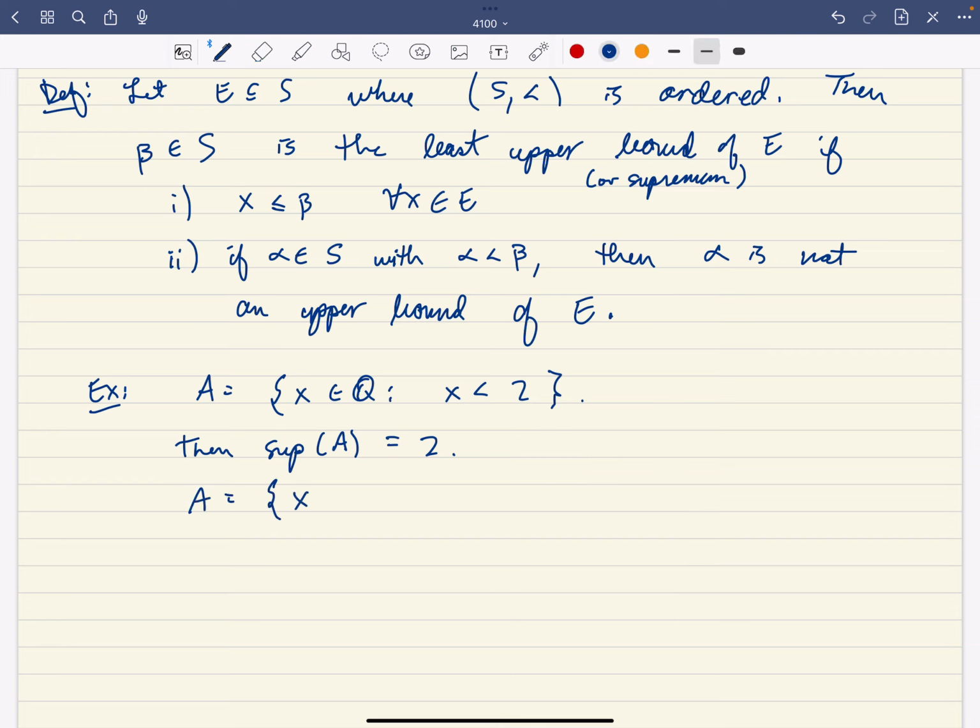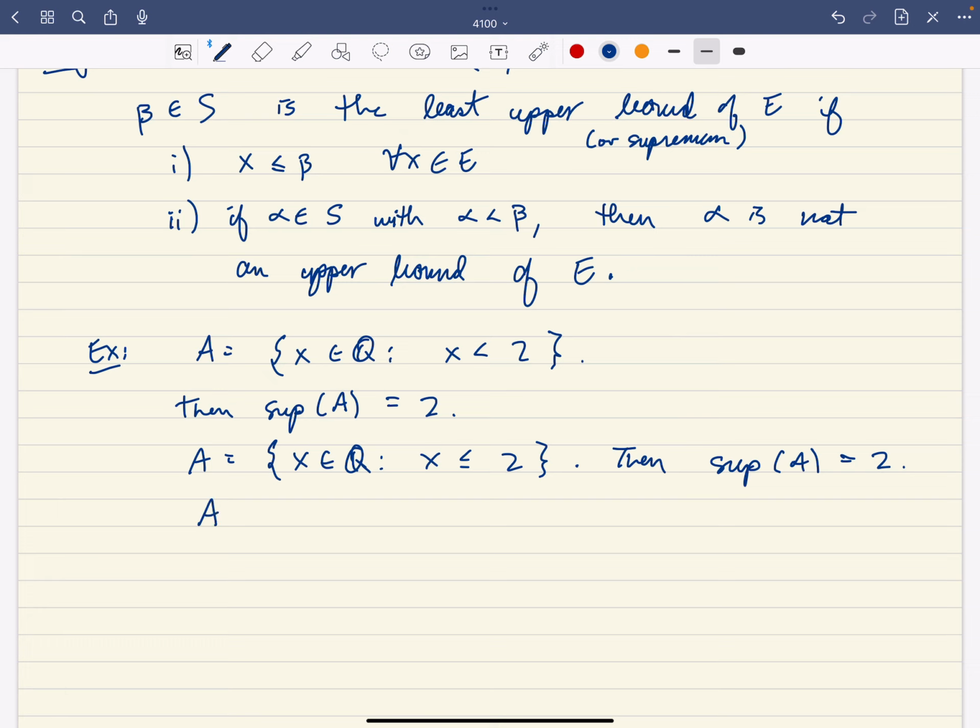Another kind of mundane example that's maybe even a little easier than the one before. If I have the set of rationals where x is less than or equal to 2, then the supremum, or least upper bound of A, is also 2. Because 2 is an upper bound, everything's less than or equal to 2, and anything less than 2 won't be an upper bound of A. So those are two examples there.